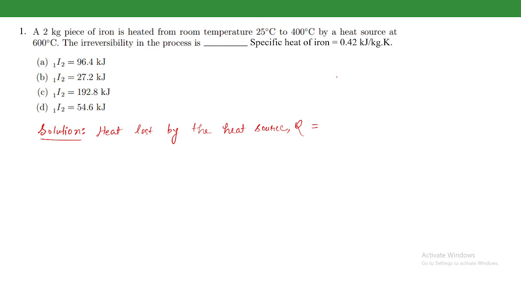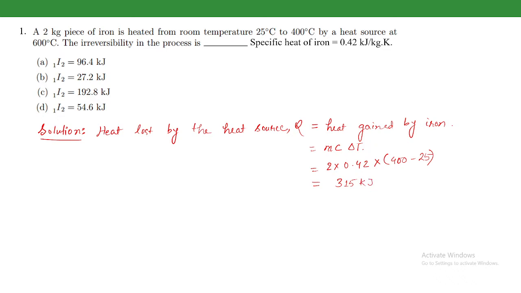Okay, so this will be the heat gained by iron. This is m c delta T. So what is the mass of iron? The specific heat of iron is 0.42, it is given. And what is the change in temperature? Change in temperature is 400 minus 25. Okay, so this value comes out to be 315 kilojoule. So 315 kilojoule is being lost by the heat source.